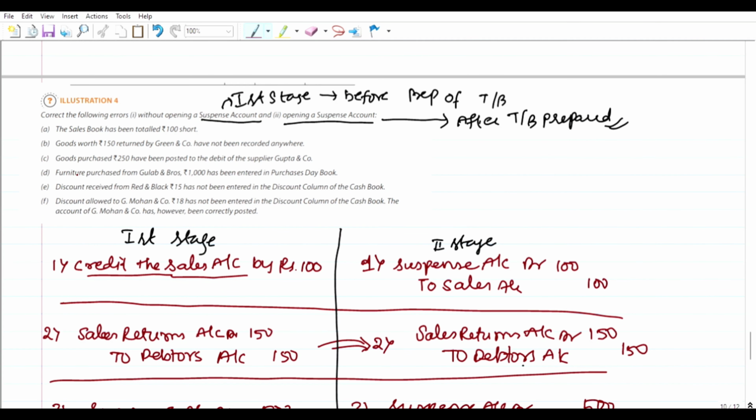Next transaction, number D. Furniture purchased from Gulab and Brothers, 1,000 rupees, has been entered in the purchases daybook. A blunder. What happened here? They have purchased furniture, which is capital expenditure. Why am I saying it is a blunder? Because furniture purchased from Gulab and Brothers has been entered in the purchases daybook. Purchases is nominal in nature, that is revenue. Capital expenditure is treated as revenue expenditure, which is a blunder mistake, right?